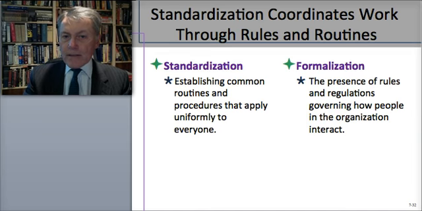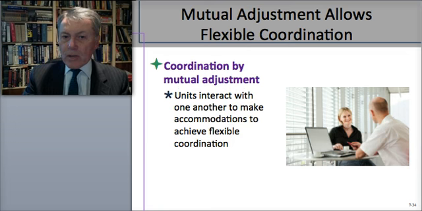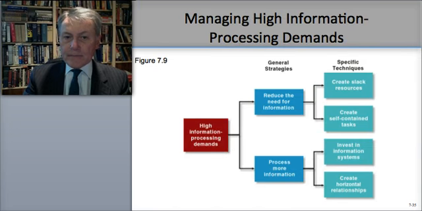Standardization coordinates work through rules and routines. Standardization establishes common routines and procedures that apply uniformly to everyone. Formalization is the presence of rules and regulations governing how people in the organization interact. Plans set a common direction. Coordination by plan: interdependent units are required to meet deadlines and objectives that contribute to a common goal. Mutual adjustment allows flexible coordination. Units interact with one another to make accommodations to achieve flexible coordination.